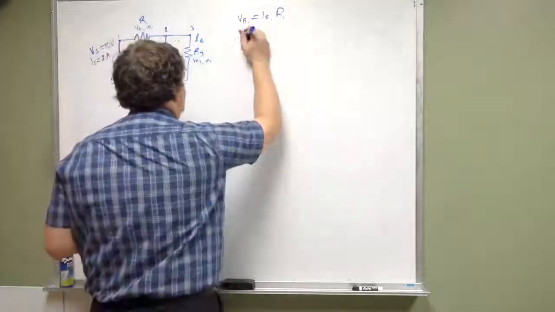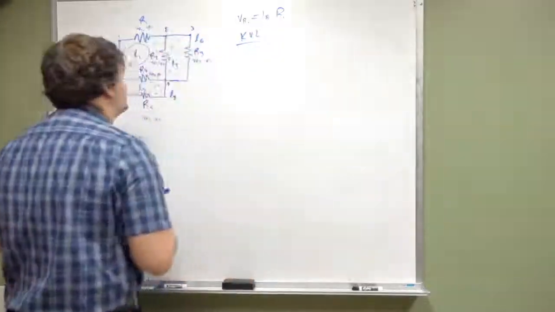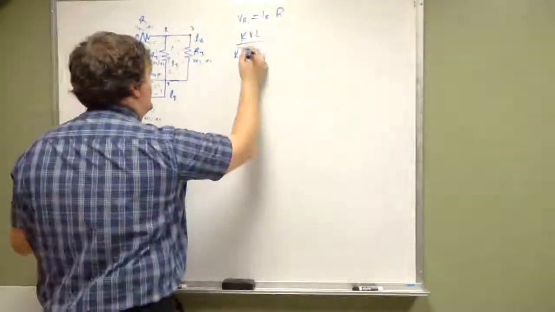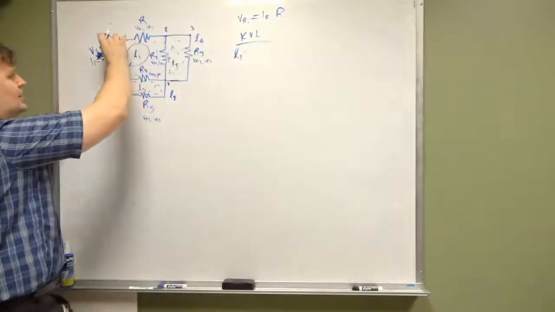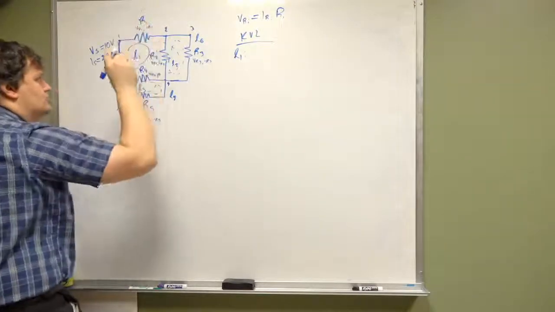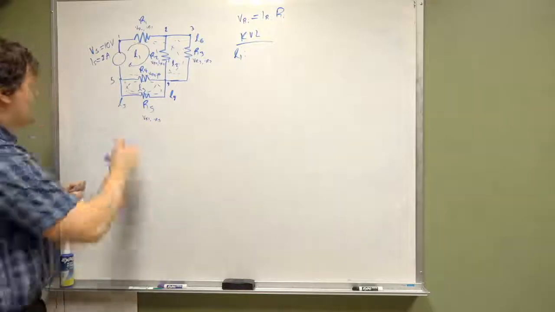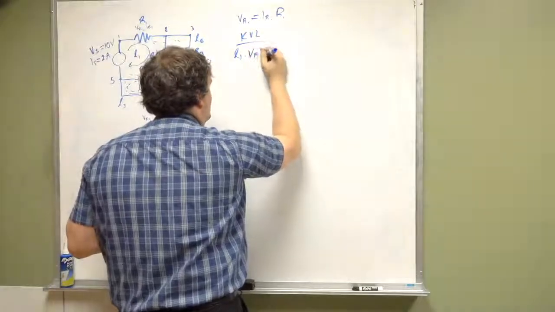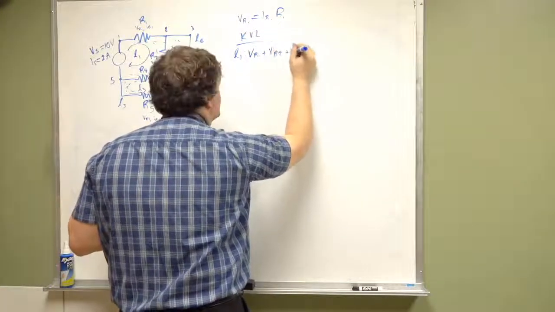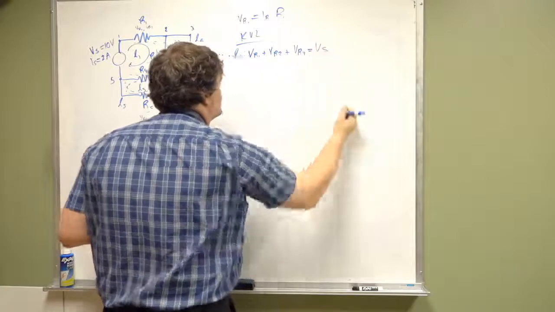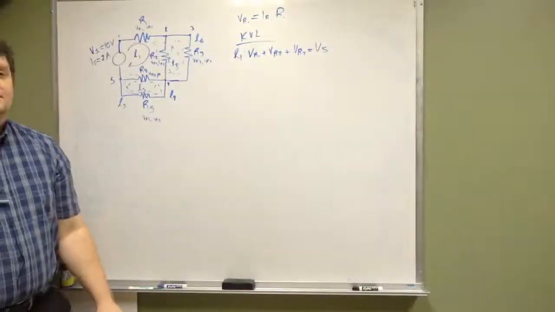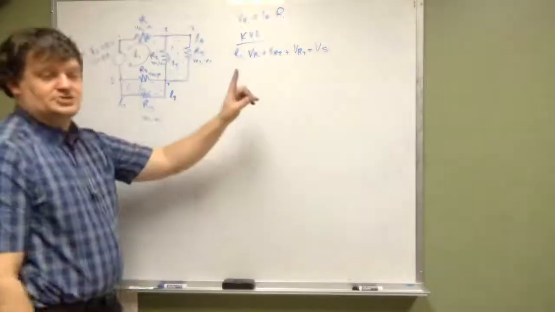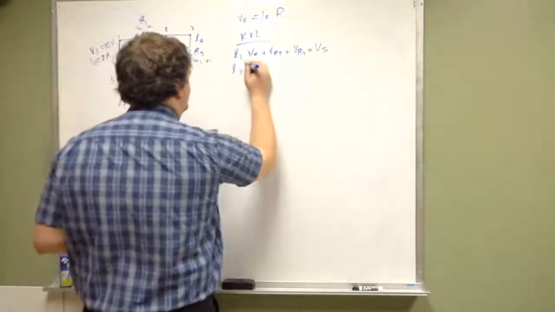So let's start with KVL, because I did all that beautiful work deriving those loops. In loop 1, an electron travels through R1, R2, and R4, and then goes back through the source voltage, okay? So we know that VR1 plus VR2 plus VR4 is equal to Vs, where Vs is positive rather than negative. Okay? That's one equation.